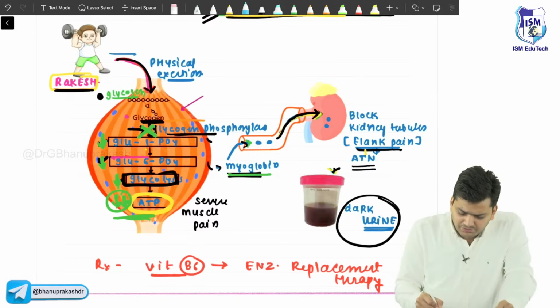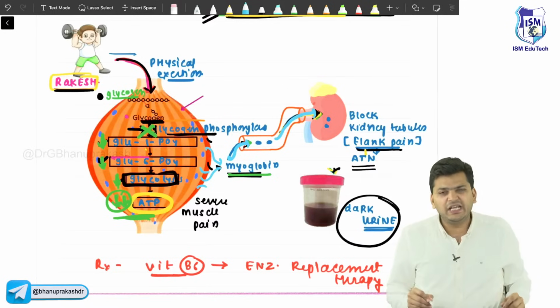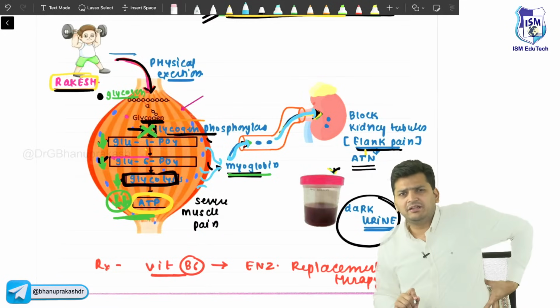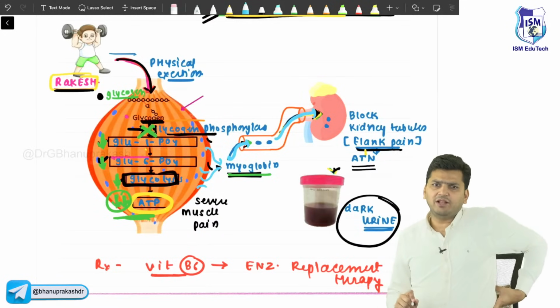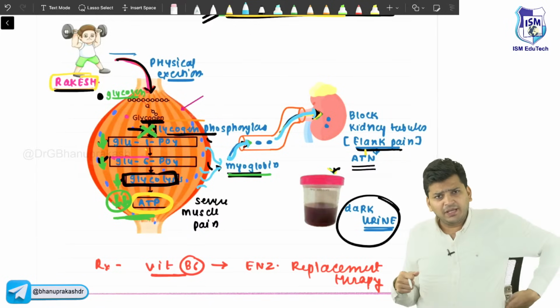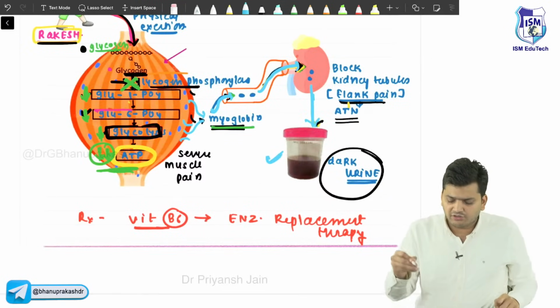Because the muscles are rupturing, there is a protein in the muscle, myoglobin. It will come out, and this myoglobin via the blood will go to the kidneys, and they will block the kidney tubules. After a couple of hours, he will have pain in the kidney area, the flank area. Earlier, he was having pain in the muscles. Now, he will have pain in the flank area. When he goes to urinate, because of acute tubular necrosis, he will have dark urine.